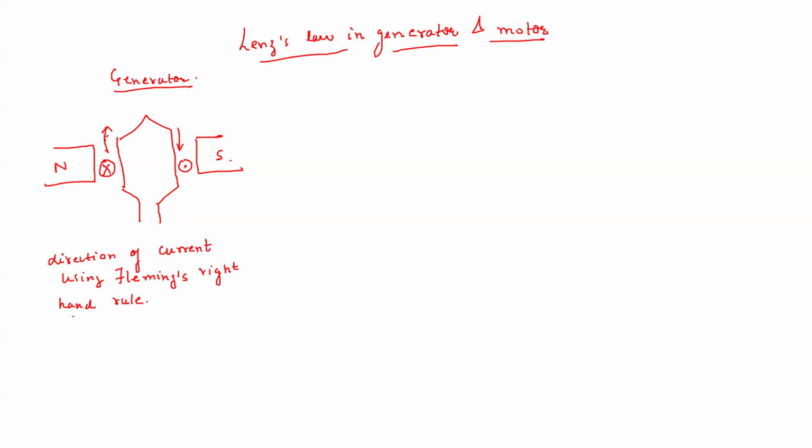Okay, so this is the generating action, and this is the polarity. I have denoted the generating action by red colors. Now we will see Lenz's law. Now I'll use the other color. So this is the motoring action in the generator. Okay, Lenz's law. So here again I am drawing the same picture.